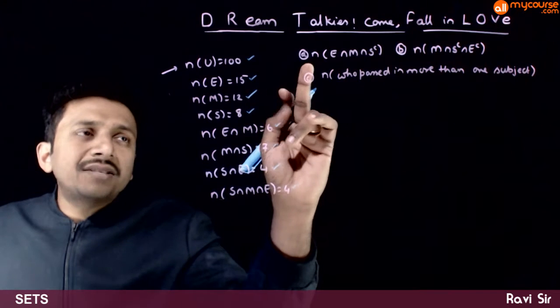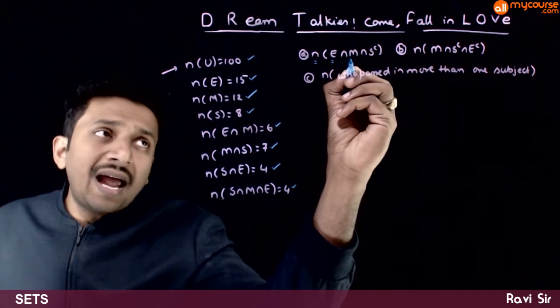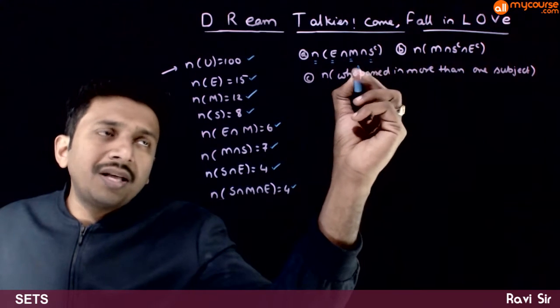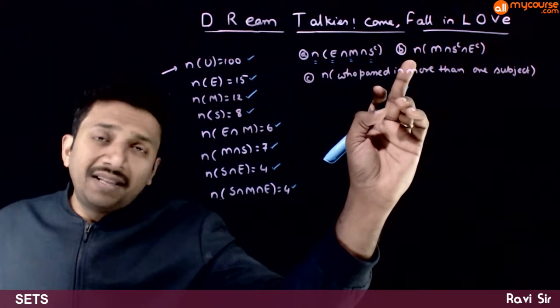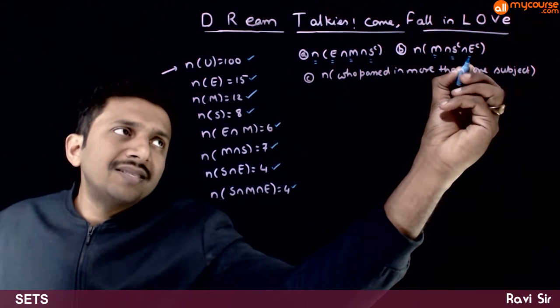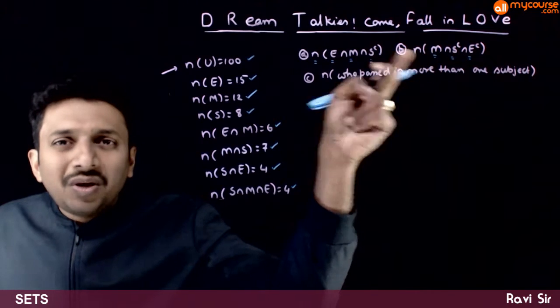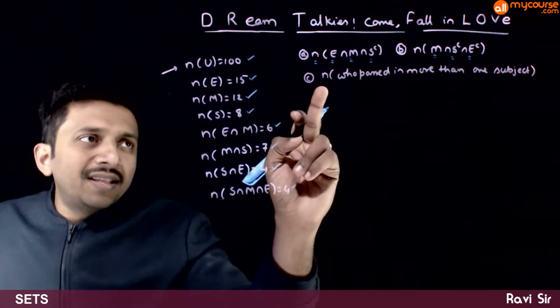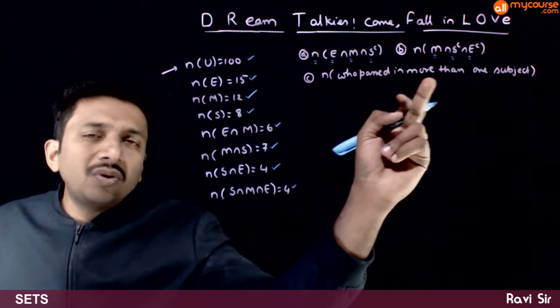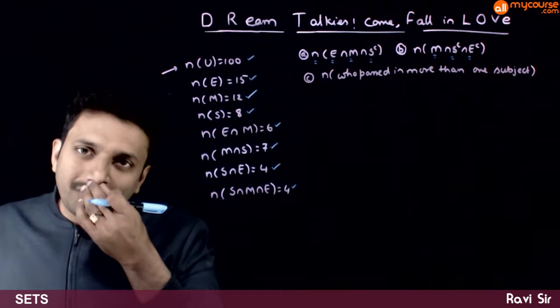If that is so, you are asked to find the number of students who passed in English and maths but not in science, and the number of students who passed in maths but not in science but not in English. That means the number of students who passed only in maths, and the number of students who passed in more than one subject. So these are the three things that are asked of you.